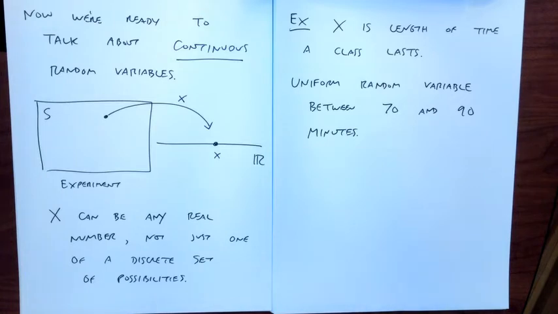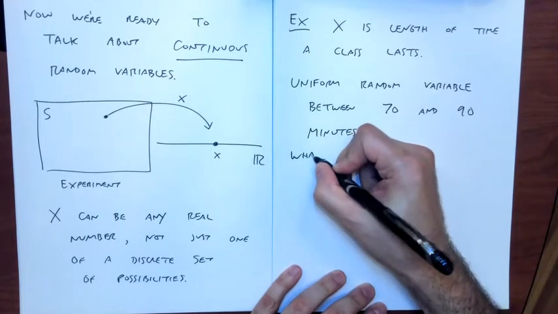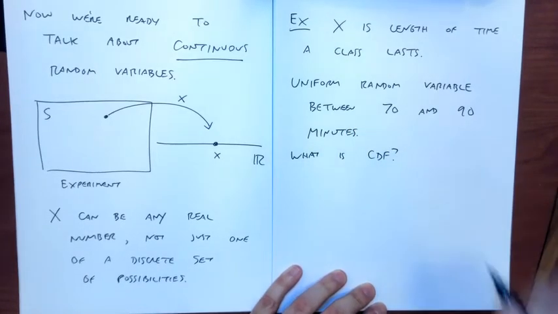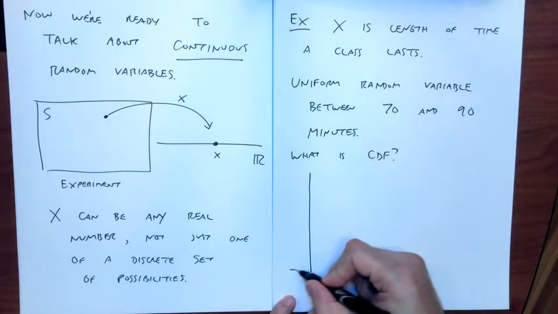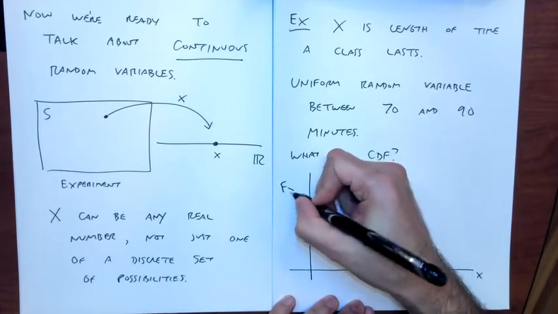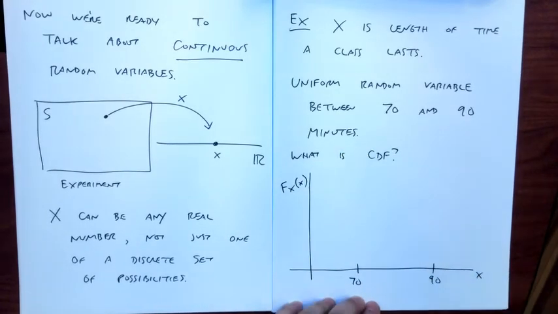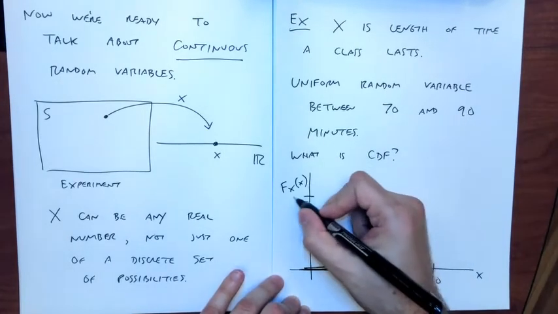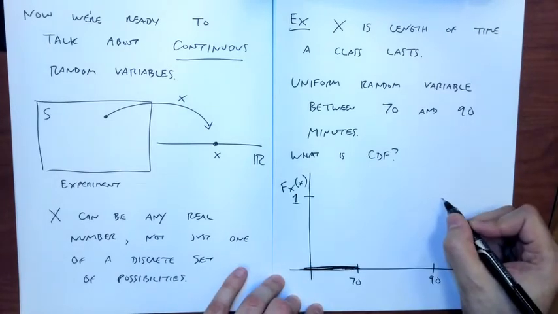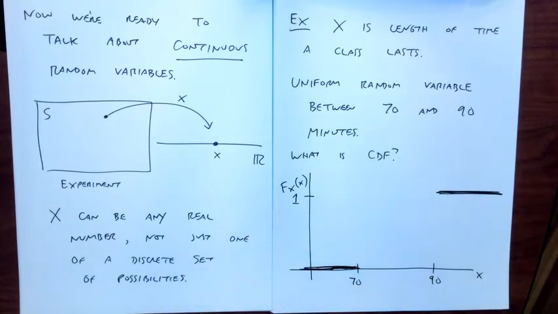So let's think about what the corresponding CDF has to look like for this. In some sense, I'm defining for you what it means for the random variable to be uniform. So I'm going to draw it for you first. The probability that the class lasts less than 70 minutes is 0. The probability that the class lasts less than 90 minutes is 1, because after 90, I've accumulated all the probability that there is.